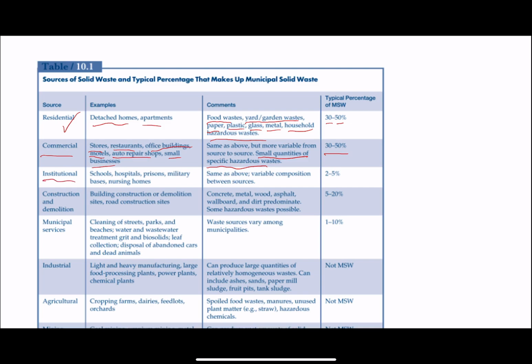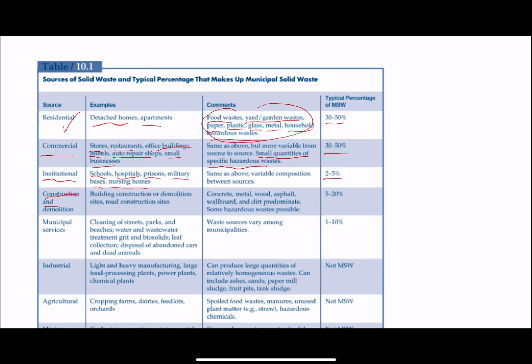Institutional, which means schools, hospitals, prisons, military bases, nursing homes. Same as the above. Of course, the composition is variable from source to source, and this is 2 to 5% typical generation of the percentage of municipal waste.